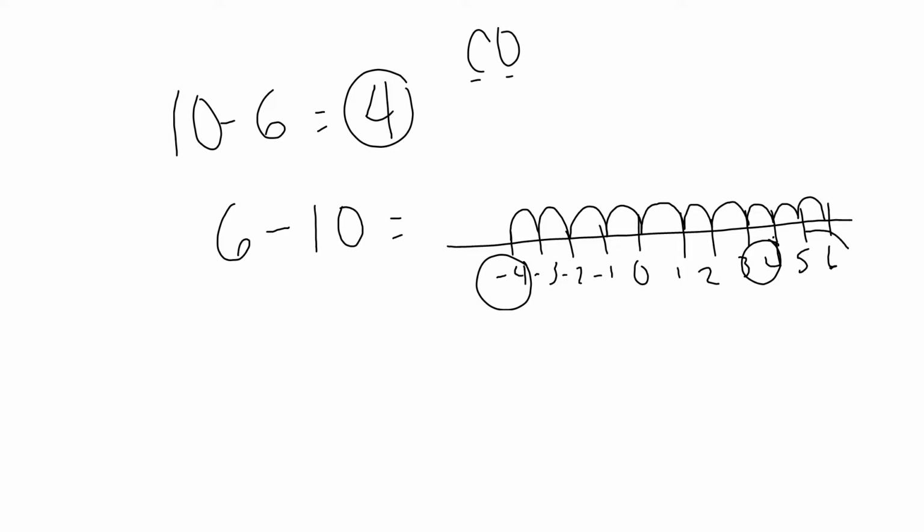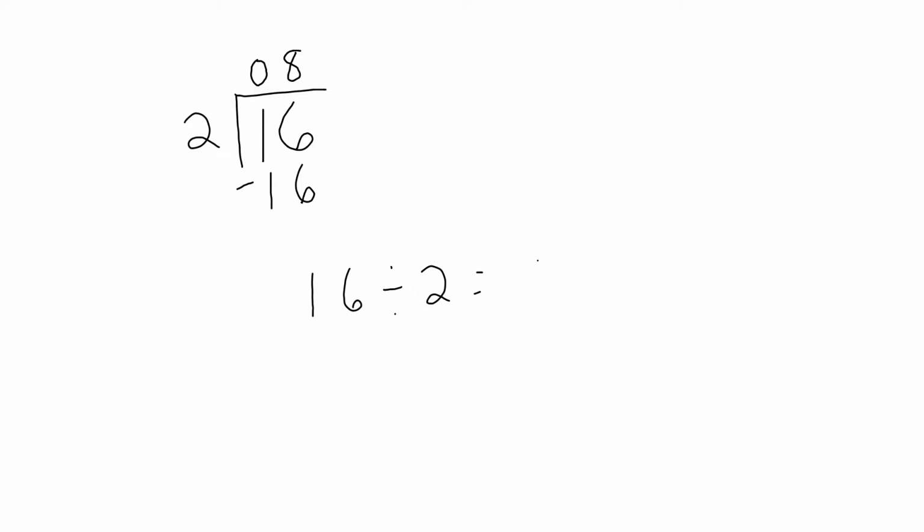Same goes for division. If we were going to demonstrate the problem 16 divided by 2, we would see, okay, I can't make any groups of 2 with this one, but I can make a group of 2 with 16, and that would be 8. So, okay, 16 divided by 2 is equal to 8.